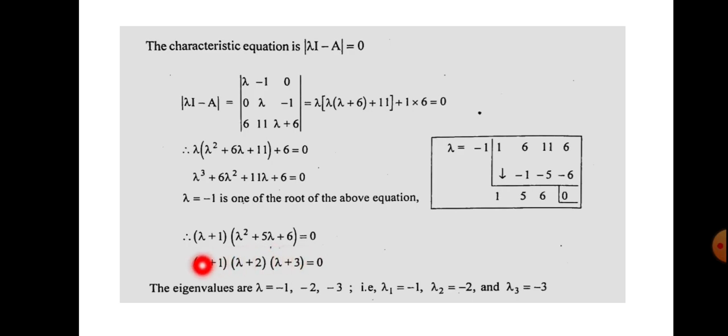So now you have 3 eigenvalues, lambda equal to minus 1, lambda equal to minus 2, lambda equal to minus 3. So all these eigenvalues are distinct values. So there is no multiplicity for these values. Okay. So next, now you have obtained the eigenvalues, then you can find the model matrix.